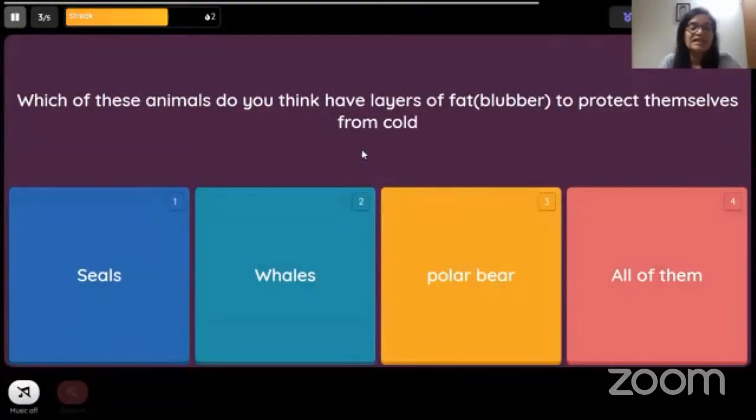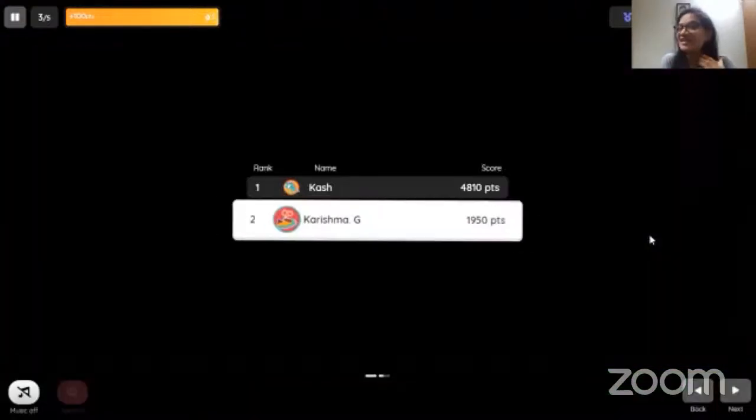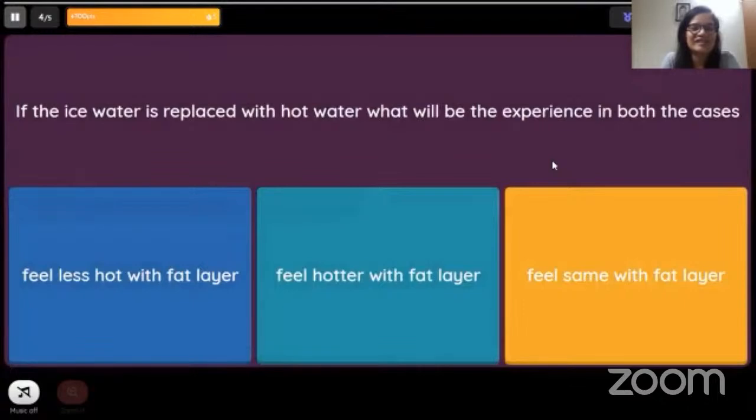Next question. Which of these animals do you think have a layer of fat, that is blubber, to protect themselves from cold? The seals, yes, they do live in the polar areas. Yes, the whales, they live deep underwater, which is extremely cold, so they also have blubber. Polar bear, we just saw polar bears have fur, that's the fat and the blubber. So it's basically all of them. I had mentioned seals. So if you have heard me carefully, you would have got this.